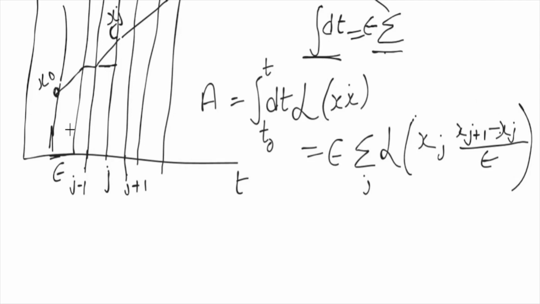So let's draw the region of interest again. The region of interest around xj, let's draw it again. The region of interest here, how can you draw it?